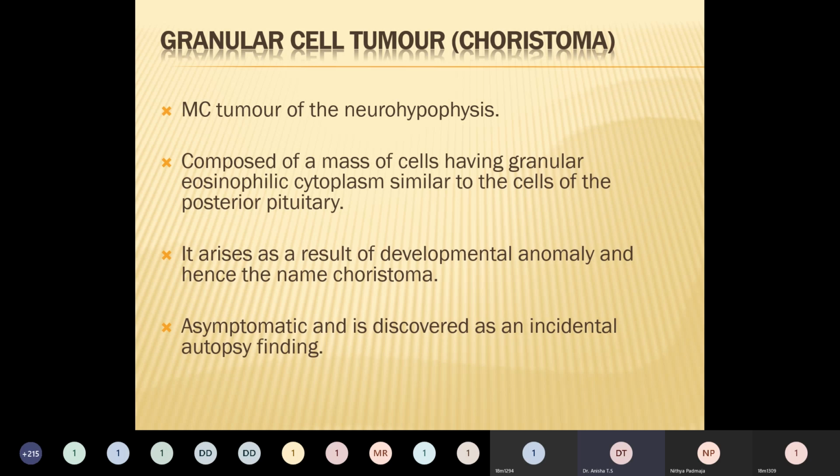Choristoma is something which is not indigenous to that particular place. Okay, so this is composed of a mass of cells having granular eosinophilic cytoplasm, and it is very similar to the cells that is seen in the posterior pituitary. And because it arises because of developmental anomaly, it is called as choristoma. Choristoma generally means, you all have read what is choristoma. It is something which is not indigenous to that place.